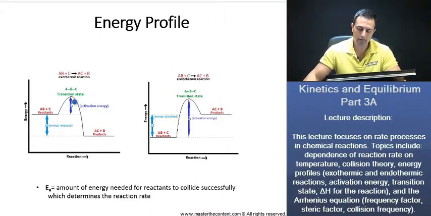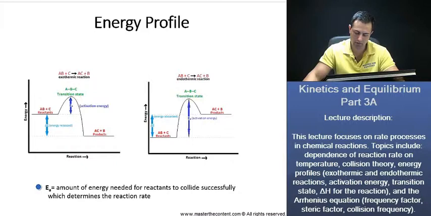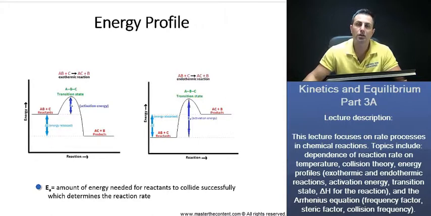Wonderful. Now let's take a little bit of a deeper look here at the transition state. During the transition state, so at one point, the A and the B bond is going to be partially broken, and the B and the C bond is going to be partially formed. So at one point, yes, all reactant A, B, and C are all weakly connected. Great. Now, if we see here, this right here is the activation energy, or the energy hill, whatever you want to call it. And what is the activation energy? Well, let's take a look at our definition down here. It's the amount of energy needed for reactants to collide successfully, which determines the reaction rate.